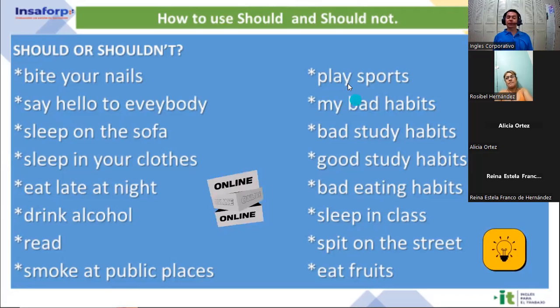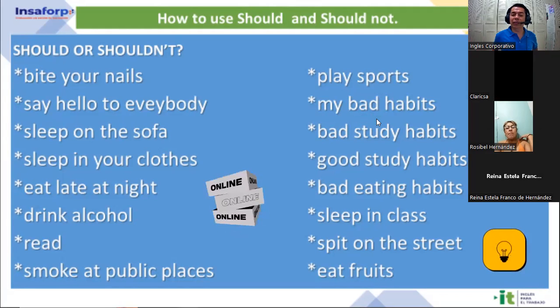Okay. Now, participation. Raise your hand, please. You only have to say you should or you shouldn't. Y si me escogen esta de my bad habit, van a decir I should or I shouldn't. Okay? Aquí dice malos hábitos, pero también pueden decir algo positivo. Sí. Por ejemplo, I should go to see Alianza. Debería ir a ver a la Alianza jugar. Ah, algo positivo. Por favor, tomemos la seriedad del caso. Es un ejemplo serio, ¿verdad? I should go to see Alianza.